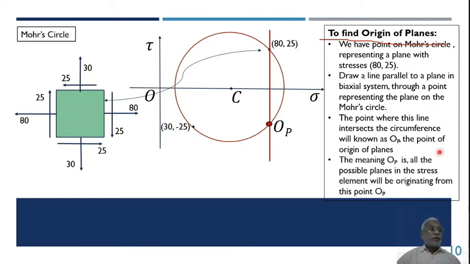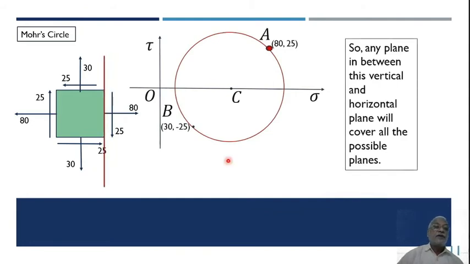The meaning of OP: what is that representing? All the possible planes in the stress element will be originating from this point OP. Now here we have the number of planes. I'll try to show it here. Any plane in between this vertical and horizontal plane will cover all the possible planes.